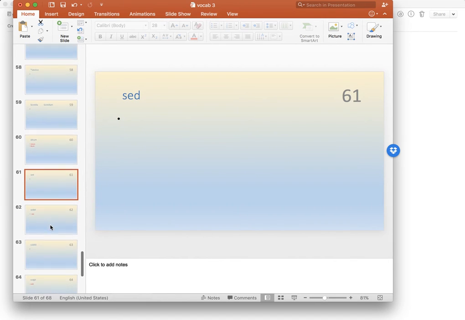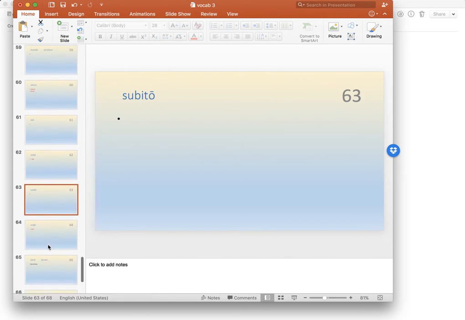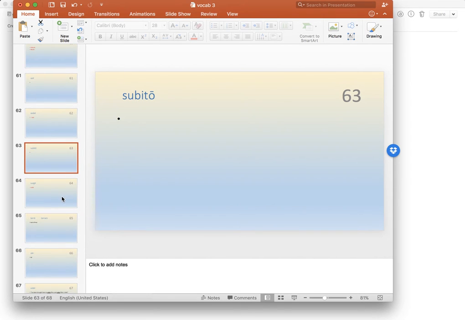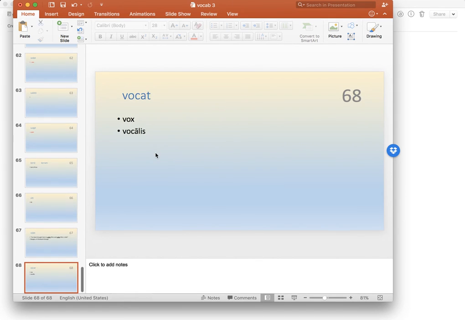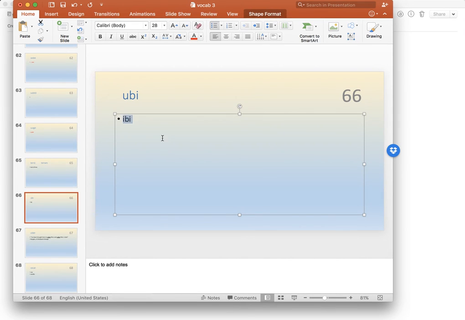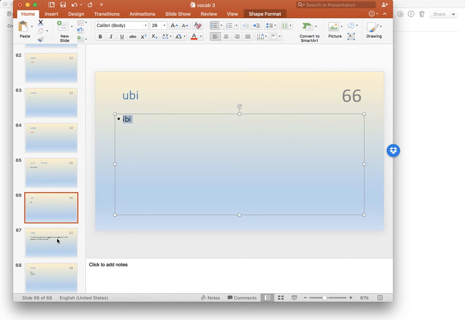Sed, but. Sedit, sedet, sits. Stat is the opposite, means stands. Subito means suddenly. Surgit, rises. The opposite we had before is cadit, falls. Terra means earth. So terra firma means the ground. Ubi, where, ibi, there. So ubi is like a question word, and ibi is the answer there.